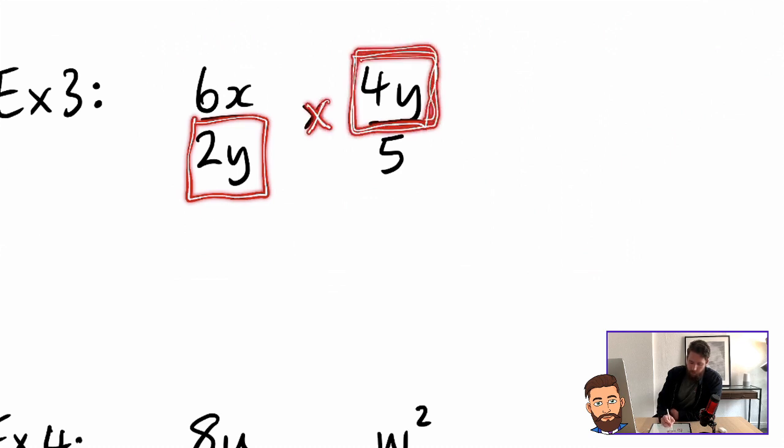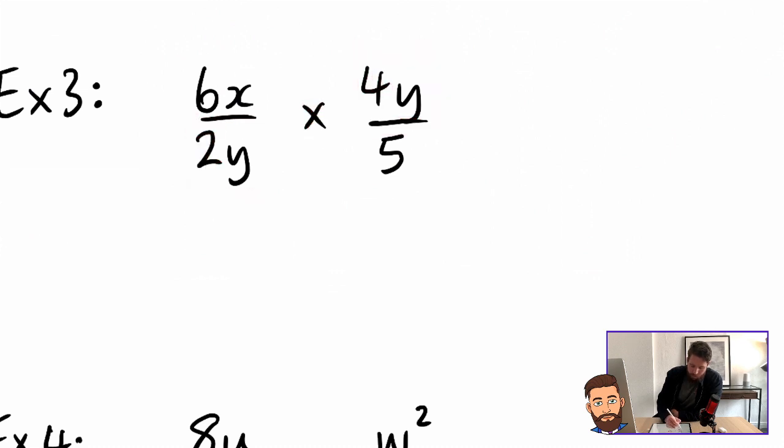If I check the other diagonal though, and again this only works when multiplying, I can see 2 and 4 share a factor of 2. So I could cancel this 2. How many 2's go into 2? 1. I could cancel this 4. How many 2's go into 4? 2. Because they share 2, I'm putting 2 into both. Much like normal simplifying a fraction. And they also share a y. This has 1y and this has 1y. So we can just cancel those off.